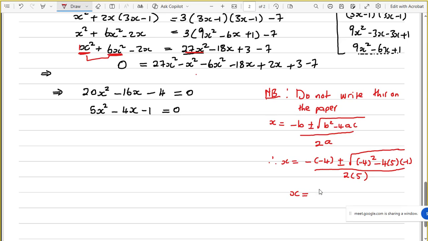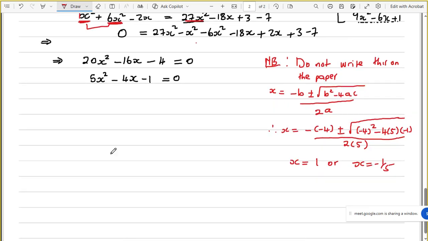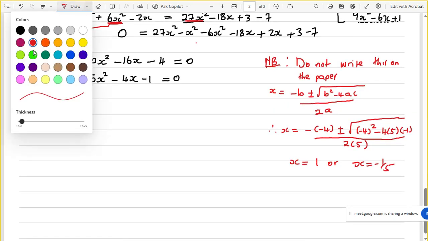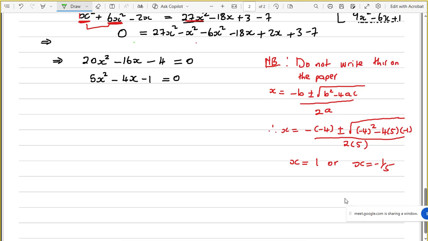x equals 1, or x equals negative 1 over 5. So now you know what you're going to do to find your factors, because there's a mark for those factors. You take this x, you bring it this side. Therefore, x minus 1, you are left with 0. So x minus 1 is your factor. So when I open the bracket, I know that the x minus 1 will come this side.